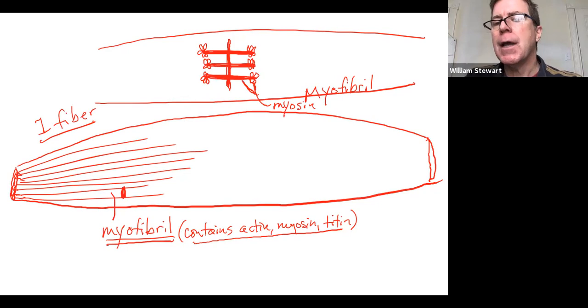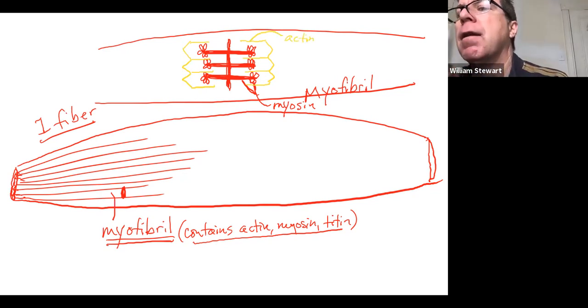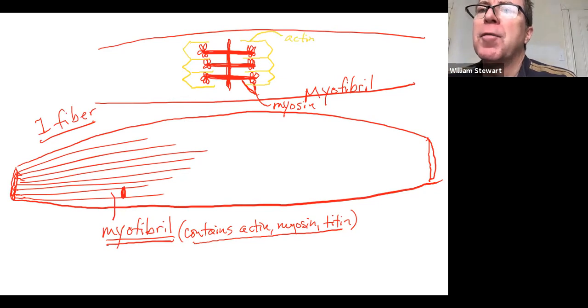Actin, I'm going to draw in yellow, is arranged something like this. Between those myosin heads are the thin filaments, actin, and they're connected to each other like this at the ends. But I'm going to label this actin. That's the long, thin myofilament.